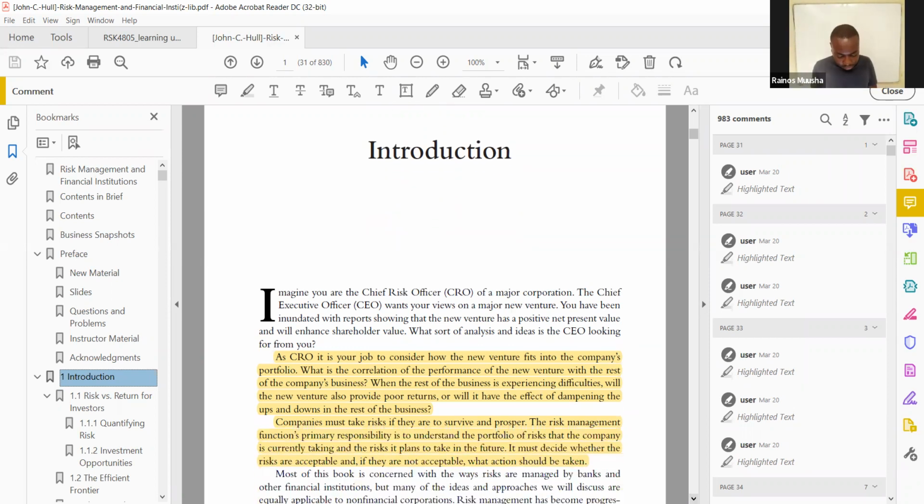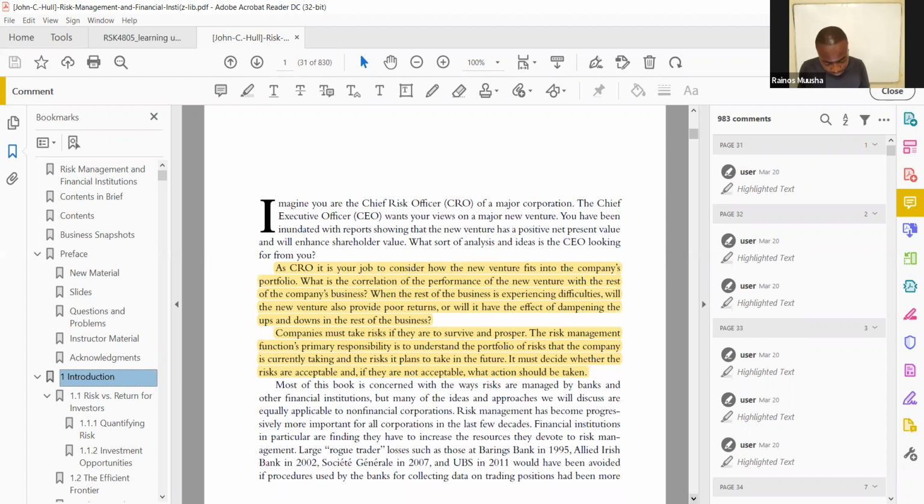So under chapter 1, here they say, as the chief risk officer, it is your job to consider how the new venture fits into the company's portfolio. So what is the correlation of the performance of the new venture with the rest of the company's business? When the rest of the business is experiencing difficulties, will the new venture also provide poor returns, or will it have the effect of dampening the ups and downs of the rest of the business?